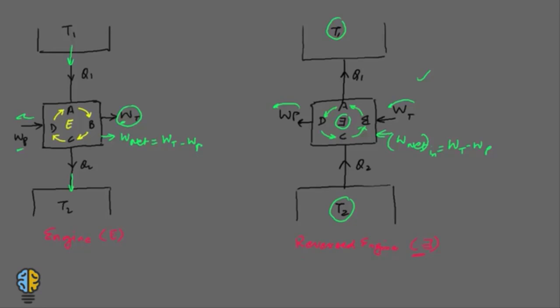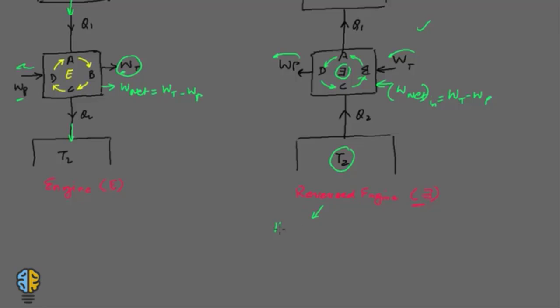Now a reversed heat engine can be either a heat pump or a refrigerator. This is a very basic and easy concept to understand: when you reverse individual processes in a reversible Carnot cycle, you get a reversed Carnot engine or a reversed Carnot cycle.